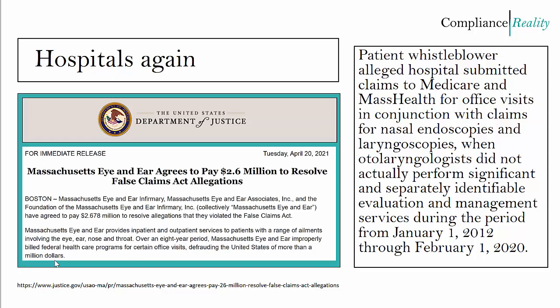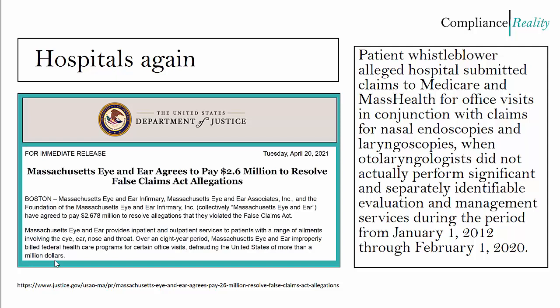But you have to be very careful and make sure that when you're billing an E&M with modifier 25, when you put that modifier on there, you're certifying that the evaluation and management service is significant and separately identifiable from the procedure, that it's not the normal pre-op and post-op or pre-procedure, post-procedure work that goes into doing a nasal endoscopy or a laryngoscopy. They stated that they billed these claims when the otolaryngologist did not actually perform significant and separately identifiable E&M services during the period from January 1, 2012 to February 2020. So you have this 8-year period.